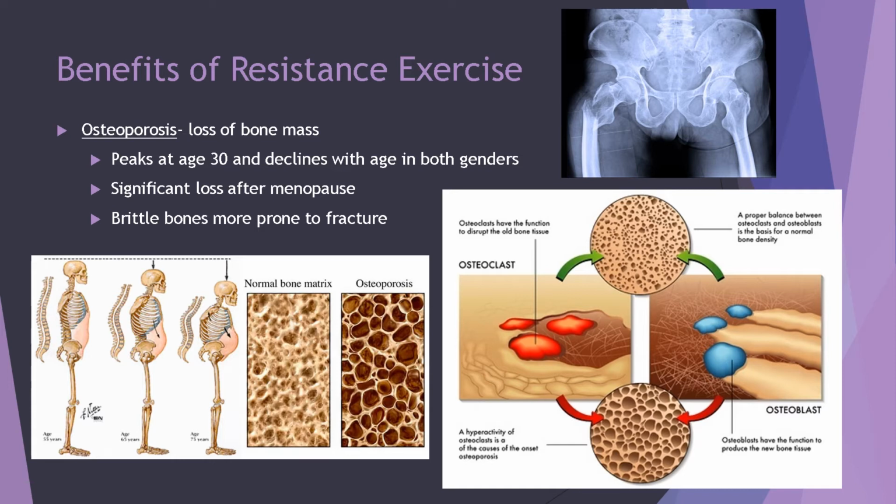When I draw your attention to the bottom right image, we're talking about two different types of cells within the bone, one being the osteoclast and the other being the osteoblast. Osteoclasts disrupt old bone tissue, and osteoblasts have the function to actually produce and lay down new bone. When somebody has osteoporosis, the production of the two aren't equal as we'd like them to be, so we're laying down a lot less bone and breaking down bone at a greater rate than we should. This leads to your bones becoming more brittle and more prone to fracture.